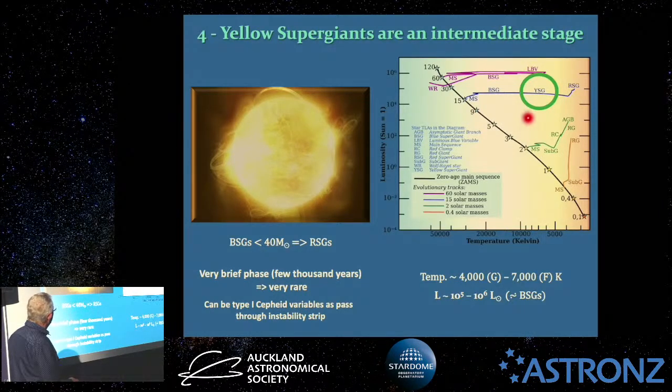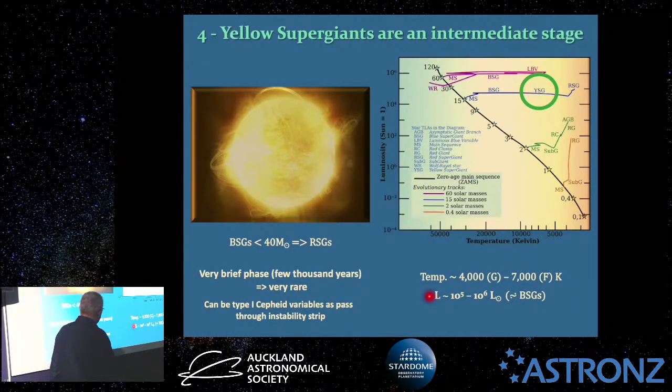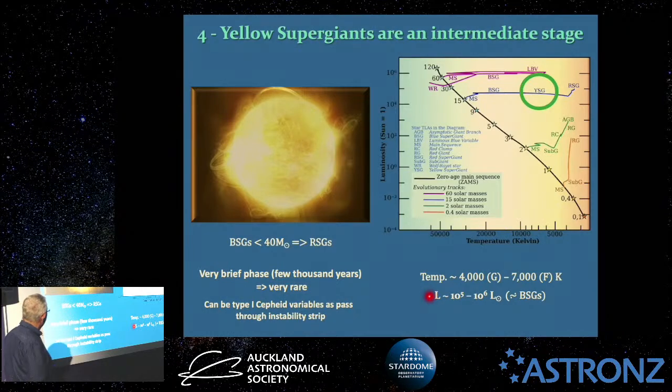And so yellow supergiants, a lot of them are Cepheid variables. The temperatures range from about 4,000 through to 7,000. For those of you wondering about the spectral classes, they are G and K. And the luminosities are very similar to the blue supergiants, from about 10,000 through to about 100,000 up to about 1 million solar luminosities.